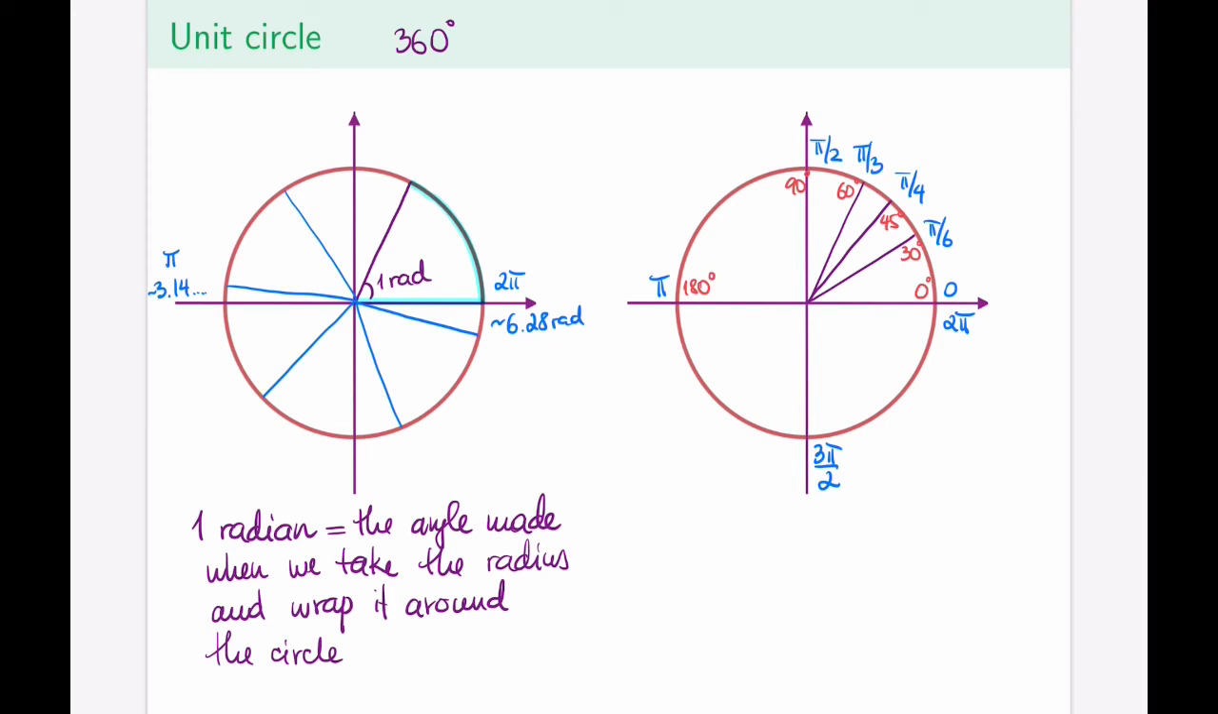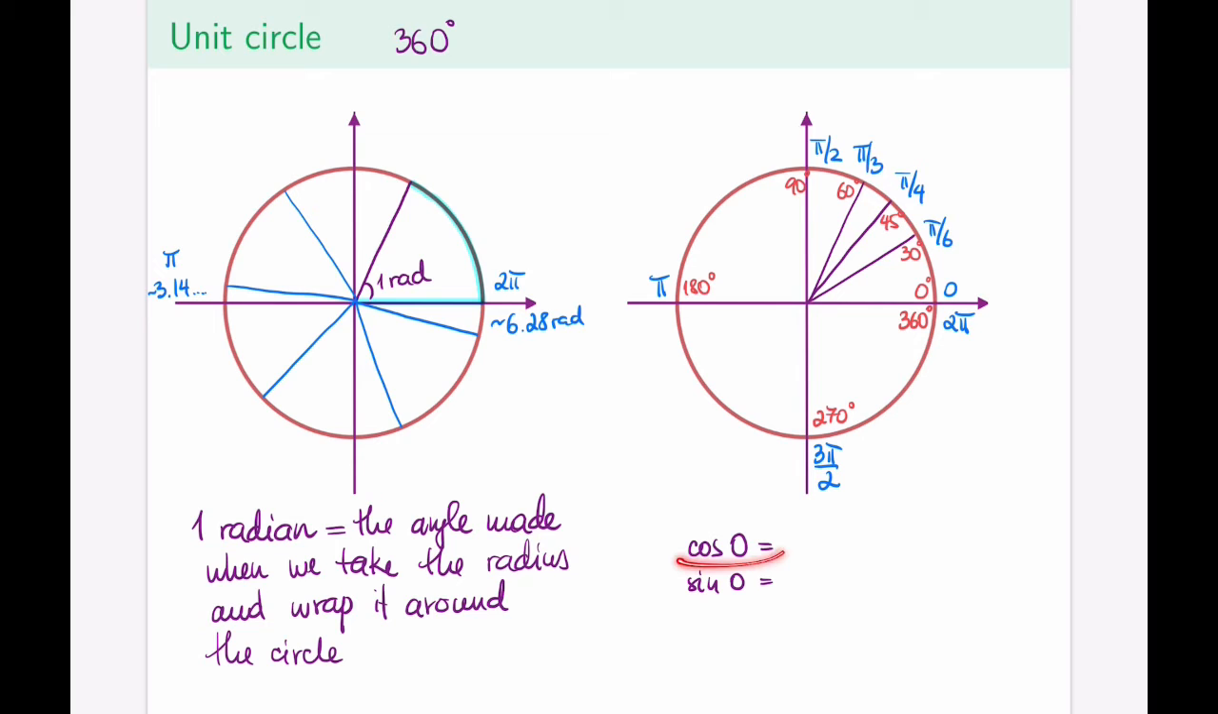We have 180 at pi. We have 270 at 3 pi over 2. And then we have 360 all the way around. Now, the nice thing about, once again, remembering what the unit circle is and where the definitions of the trigonometric functions come from is it will allow us to calculate angle measures at particular angles very easily.